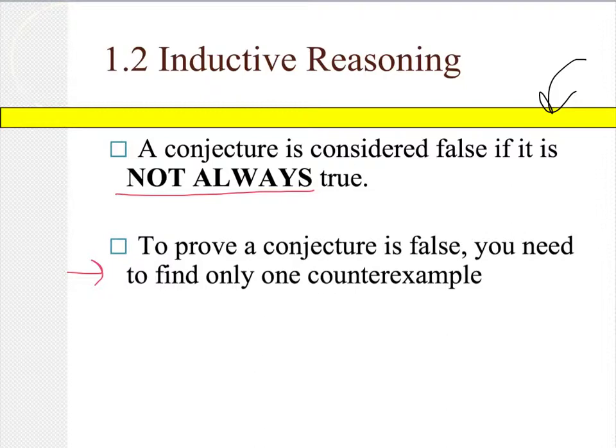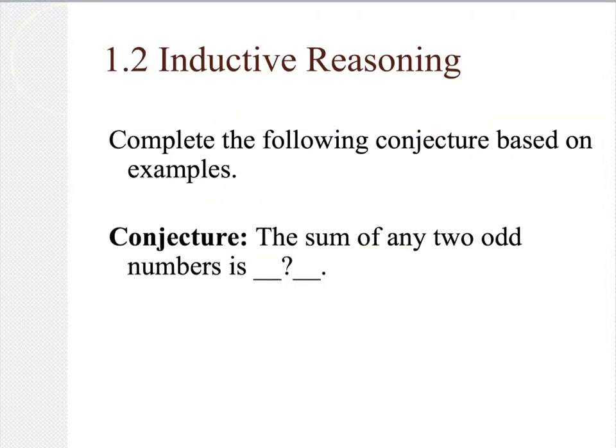All right, let's look at a couple examples. Looking at this, you don't have to write this down. I'm just going to go through this quickly so you have an idea of what it is. This one says complete the following conjecture based on the examples. So if I look at this conjecture, I say the sum of any 2 odd numbers is, and I'm looking for my answer. What goes into that blank?